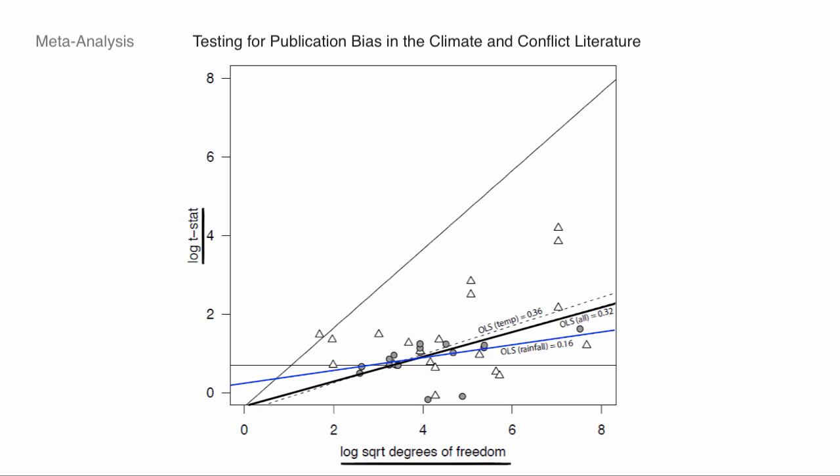I think the triangles are the temperature studies and the circles are the non-temperature studies. So in these rainfall studies, the slope is lower, there's a lot of clustering around 2. In the temperature studies, less so. So the slope is steeper for the temperature studies. And you just see lots of well-powered studies with big samples and big t-statistics over here.